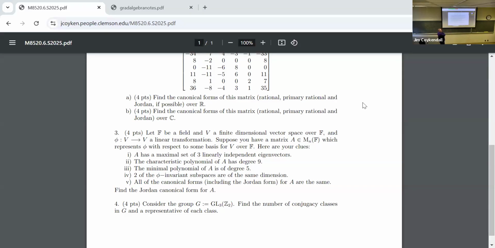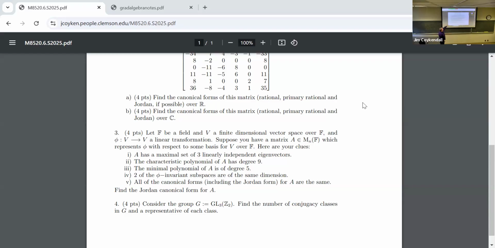The minimal polynomial has degree 5. 2 of the phi invariant subspaces are of the same dimension. And finally, all of the canonical forms, including the Jordan form for this matrix, are all the same. Find what the Jordan form is.